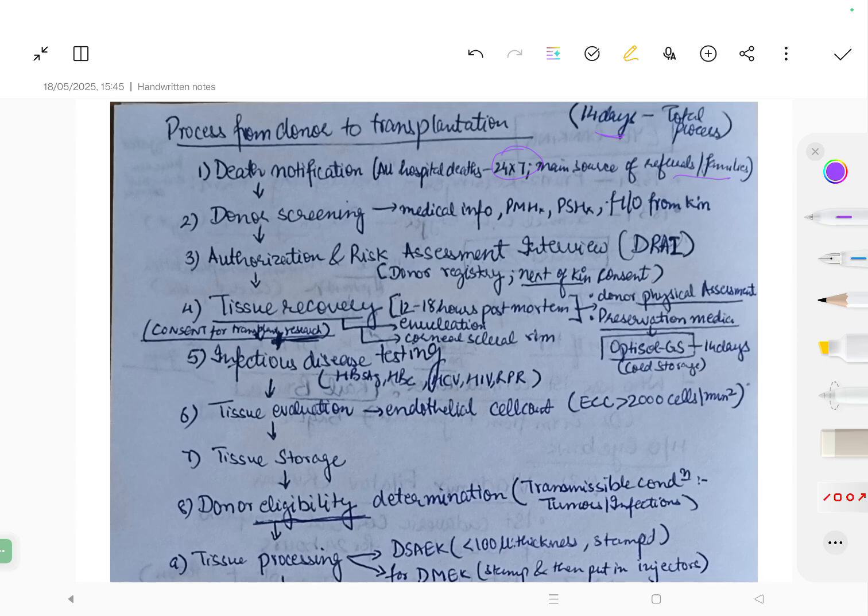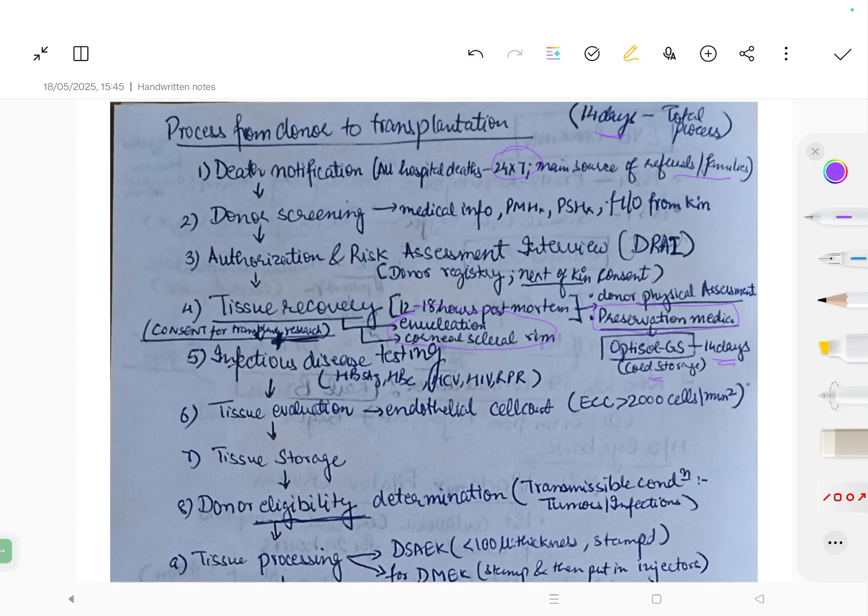The tissue recovery can be in two forms. It can be either full eyeball enucleation, or we can take only the corneoscleral rim. The preservation media which can be used is Optisol GS, which is a cold storage media, and the cornea button can be stored in it for around 14 days.